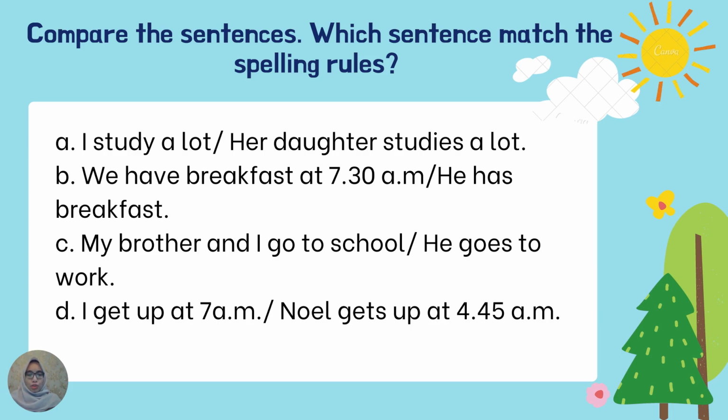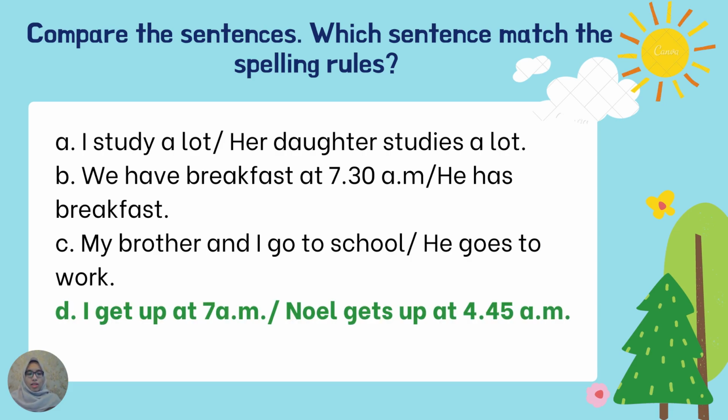Now I want you to look at these sentences and tell me which sentence matches the spelling rules that I have explained before, which is the third rule of present simple affirmative, in which we have to add an S for the third person singular subject. And the answer is D. I get up at 7 a.m. Noel gets up at 4:45 a.m.